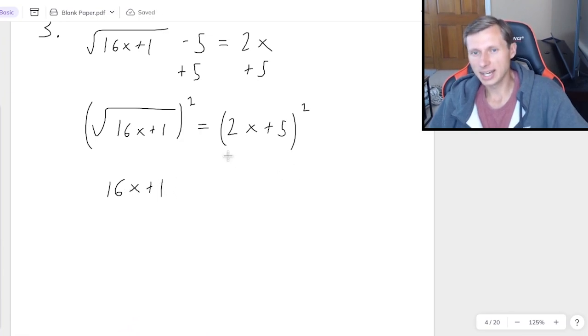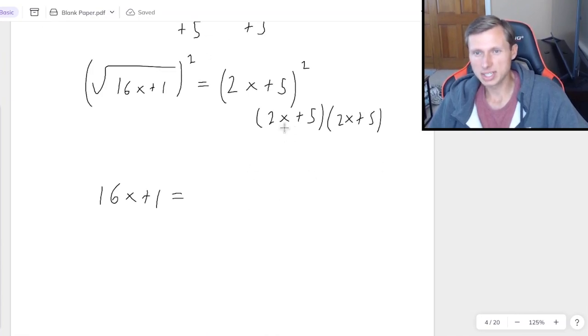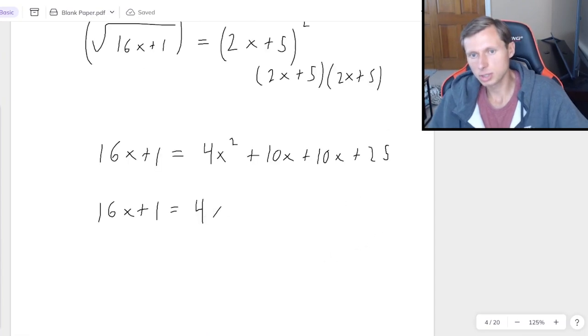On the right side, 2x plus 5 squared is not as simple as squaring 2x and then squaring 5. I actually have to FOIL it out: 2x plus 5 times 2x plus 5. And when I do that, the right side is going to be 4x squared plus 10x plus another 10x plus 25. So simplifying the right side, we get 4x squared plus 20x plus 25.